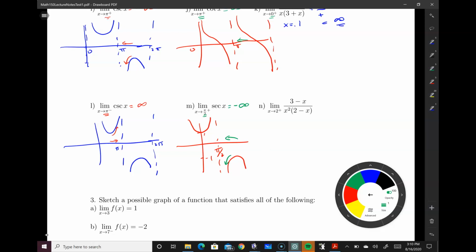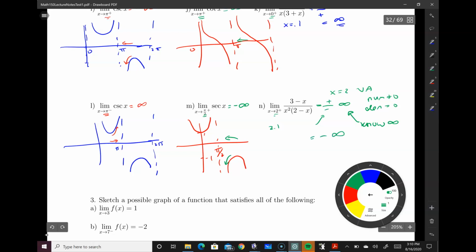One last one. Not a basic graph, but I do know that x equals 2 is a vertical asymptote because it makes the numerator not 0 and the denominator 0. So I know the answer is infinity, right? Now I just need to figure out the sign. So if I'm going towards 2 from the positive side, I'm going to choose a number like 2.1. So I have a positive number over a positive x squared. 2 minus 2.1 gives me a negative number, so I get negative infinity for the answer.